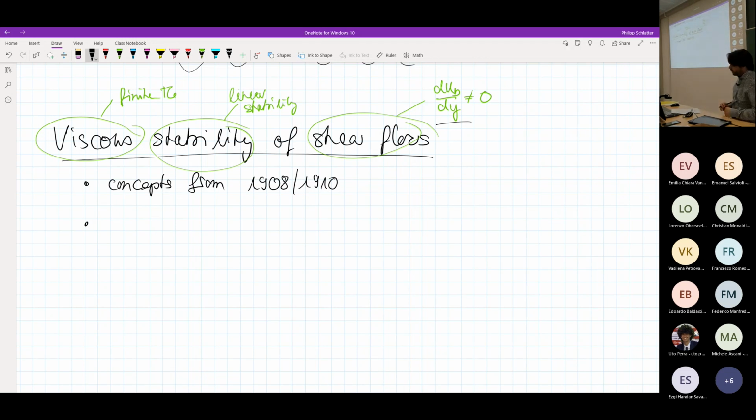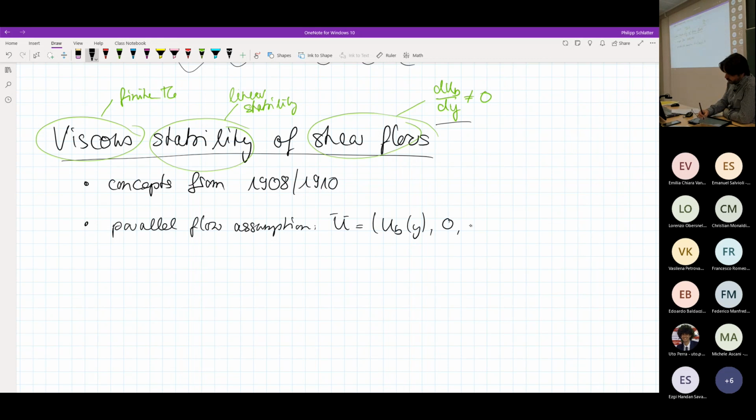We will make one more assumption in order to proceed and make things a little bit simpler, and that is what we will call the parallel flow assumption. The parallel flow assumption essentially just means that the base flow is a little bit simpler than it could actually be. We just say that the base flow has just one velocity component in the streamwise direction, and the variation is also in just one coordinate direction.